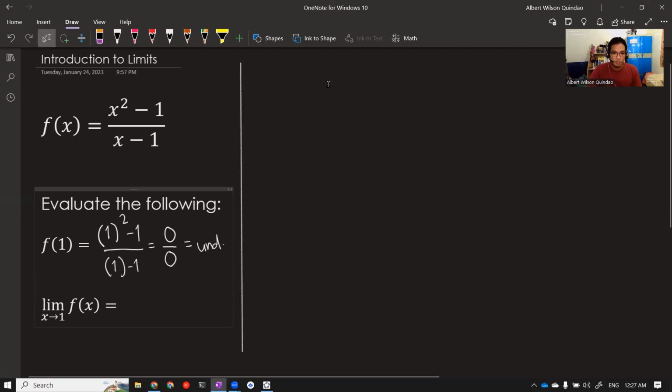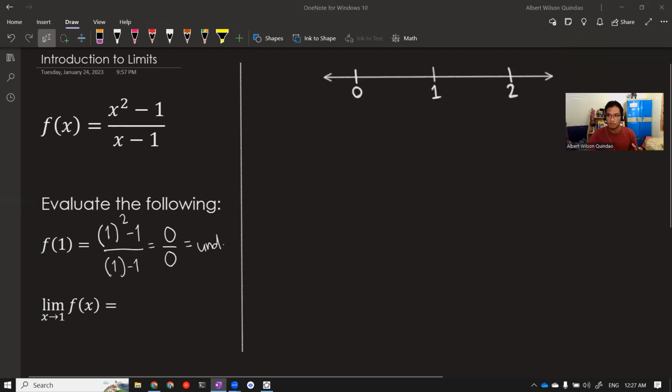So paano yon? So ang una natin gagawin, consider muna natin tong number line. So isipin natin ito yung mga x values natin. Nung kanina, nung hinahanap natin yung function value ni 1, so we only care about the function value of 1, or the function value of x, which is exactly equal to 1. Okay? But when we are finding the limit of f of x as x approaches 1, so dito wala na tayong pakialam doon sa x equals 1, pati doon sa function value niya.